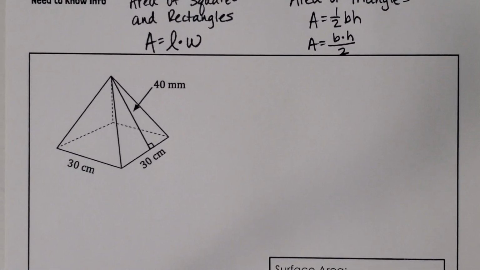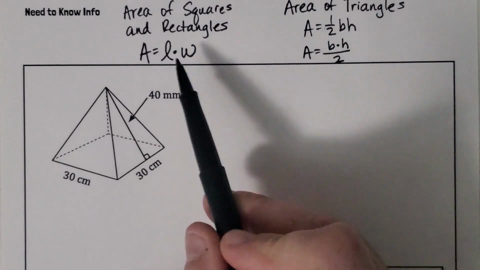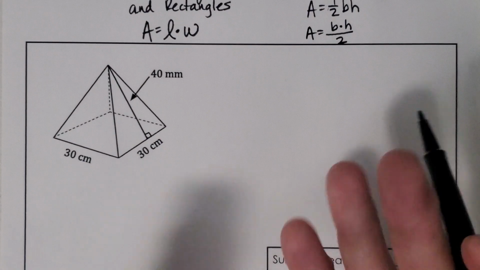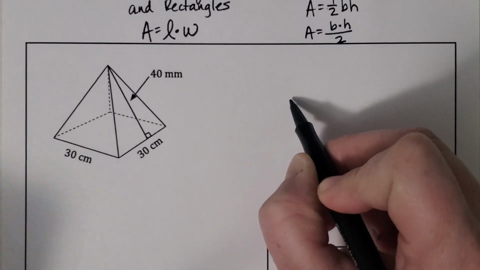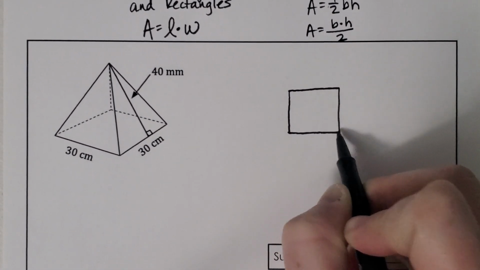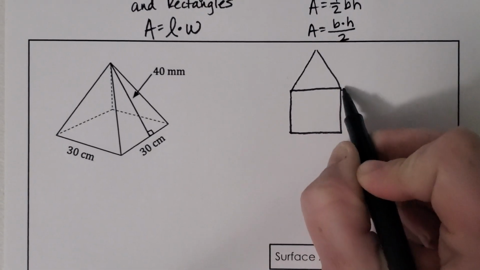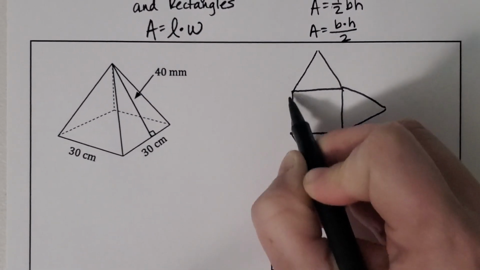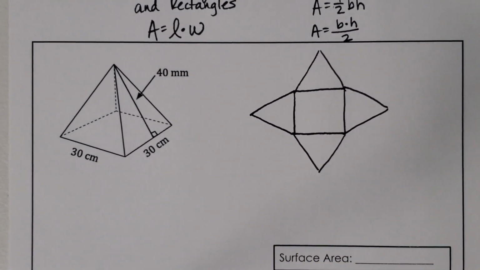So we have a pyramid. We're going to break this pyramid down into the 2D shapes so I can find the area of those 2D shapes. In order to do that, I'm going to take this 3D shape and I'm going to unfold it to create a net. So the shape of my base is a square. So I'm going to show that I have a square right in the middle. And then when I unfold that 3D shape, I'm going to have 4 triangles that go off of each of those sides. So my 3D shape can be flattened out to show this 2D net.